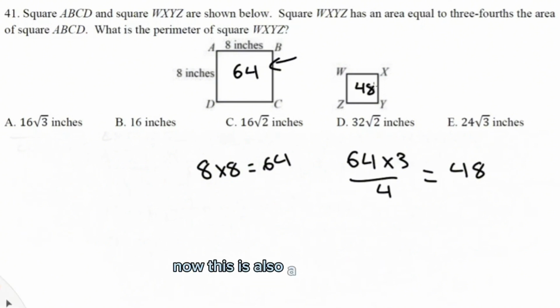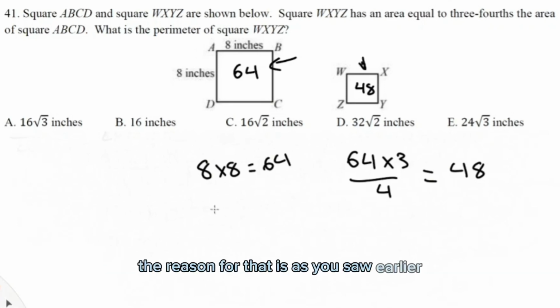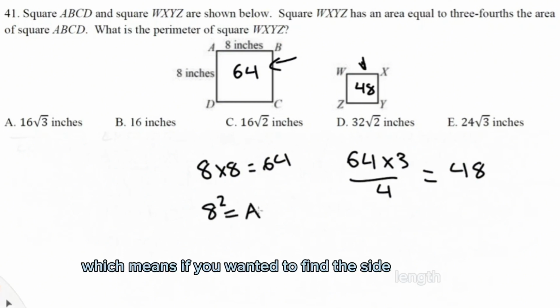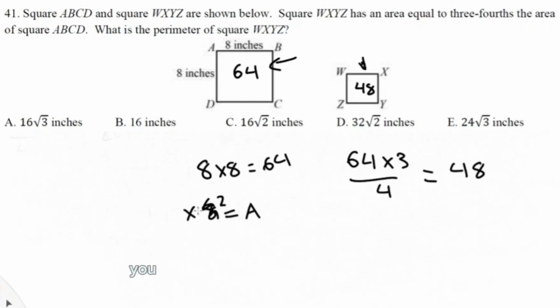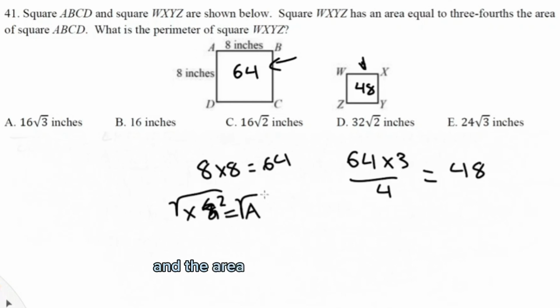Now, this is also a square here, this WXYZ. So that means that the square root of 48 is going to be the side length of one of these sides. The reason for that is, as we saw earlier, 8 squared led to the area, which means if we wanted to find the side length, right? Let's say we didn't know it was 8. If we just said x squared, we could simply square root the area to find the side length. So we're going to do the same thing here.